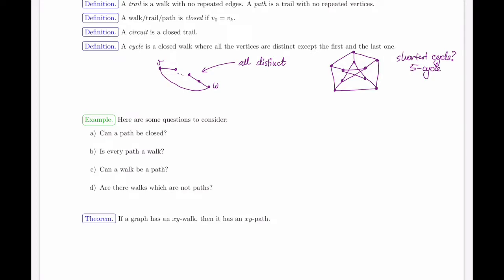Remember that in a path, I can have no repeated vertices, but being closed means the first vertex is the same as the last. So no, a path cannot be closed. A cycle can be closed.